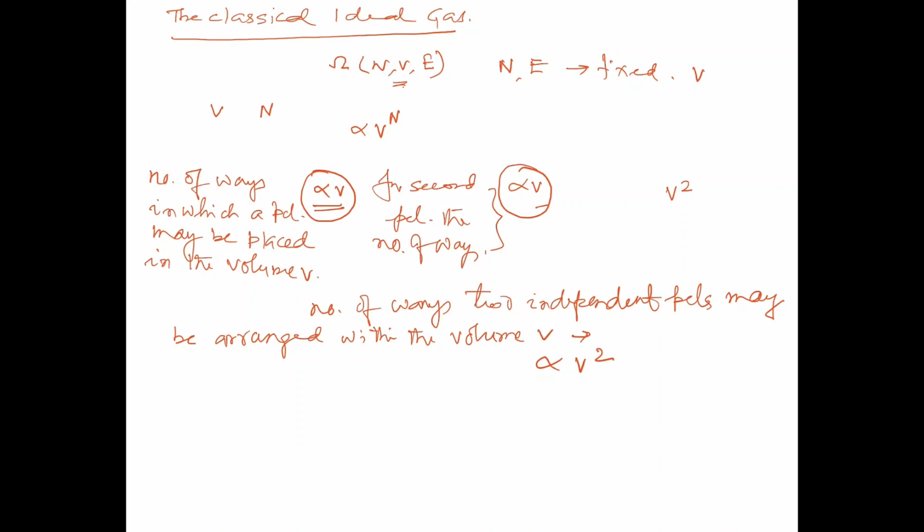Hence, the number of ways in which N particles may be placed within this volume V will be proportional to V to the power N. And this number of ways in which N particles can be arranged within a volume V is the number of microstates for that system. So the number of microstates available to a system of N independent particles within a volume V will be proportional to V to the power N.